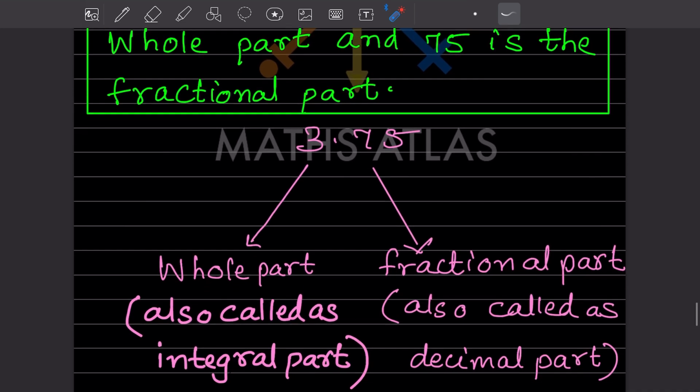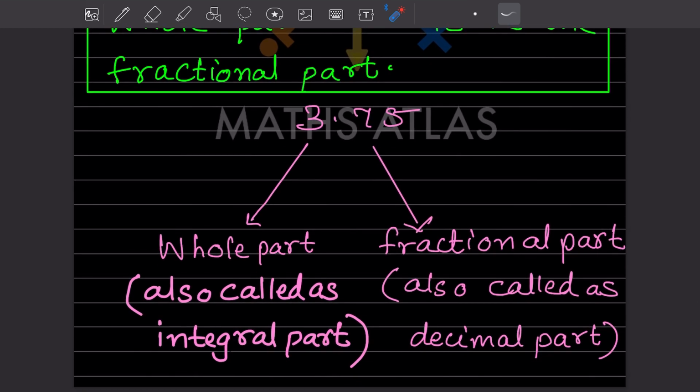Now see here, I've just drawn it for your better understanding. So this is the point. This is the whole part, which is also called the integral part. And this is the fractional part, which is also called the decimal part. So either you call it a fractional part or a decimal part, and either you call this the whole part or the integral part.